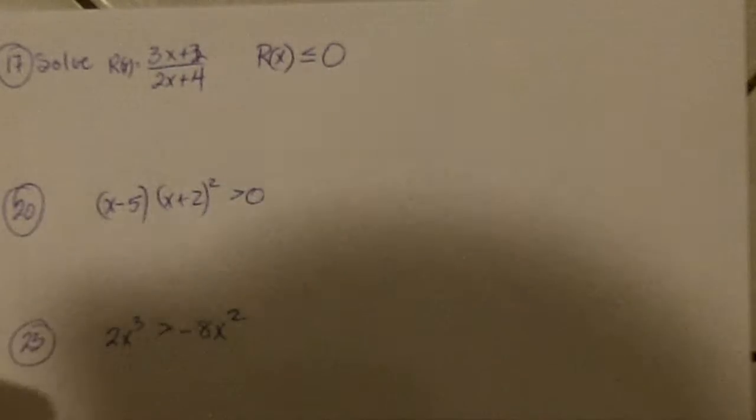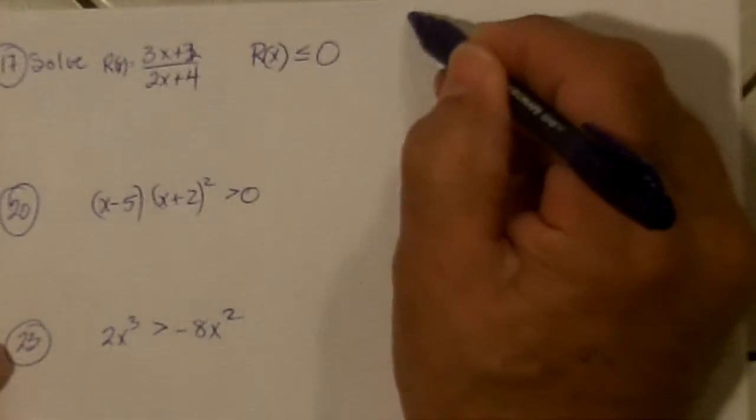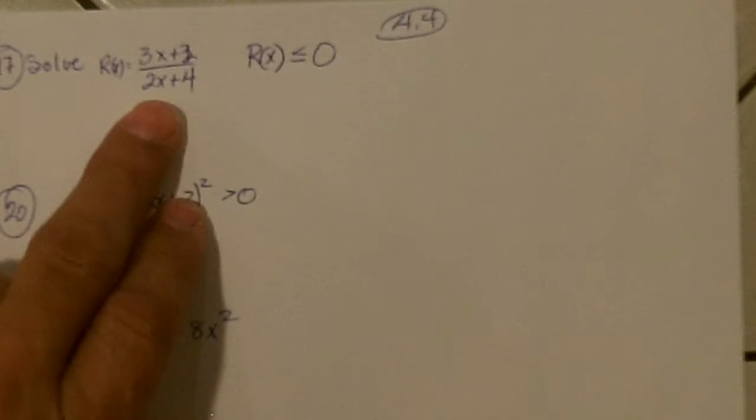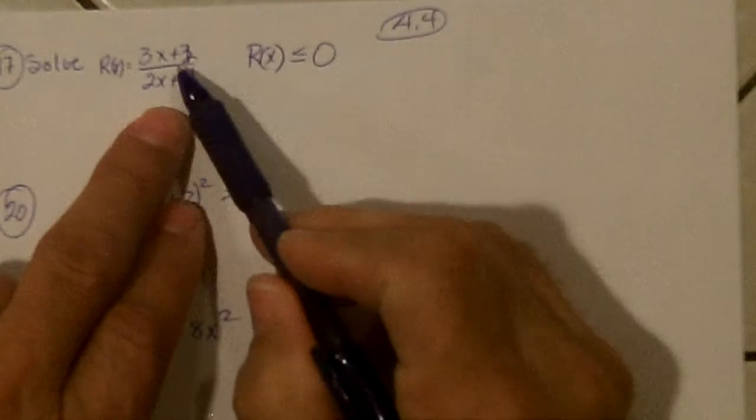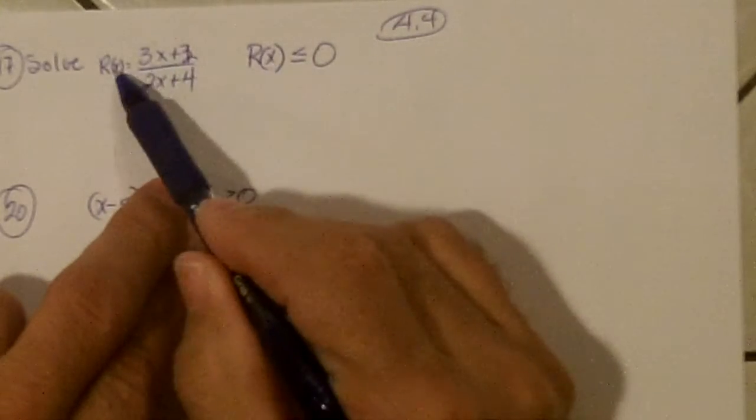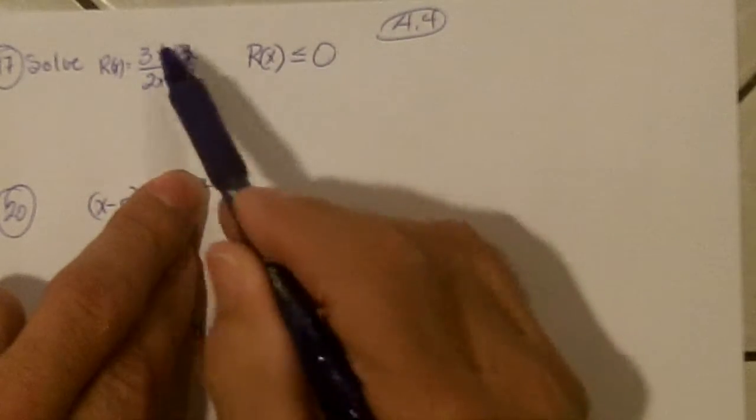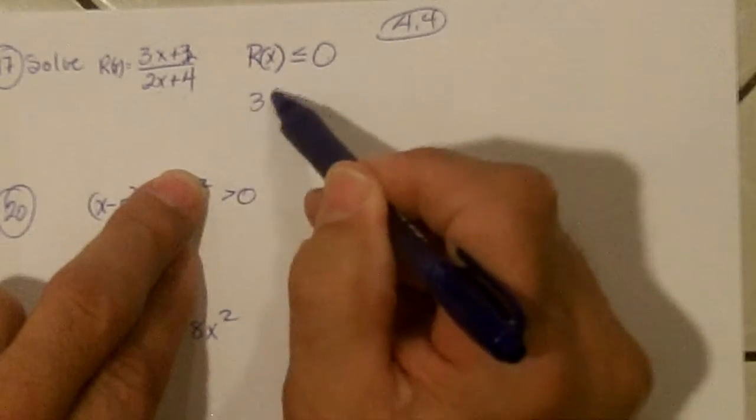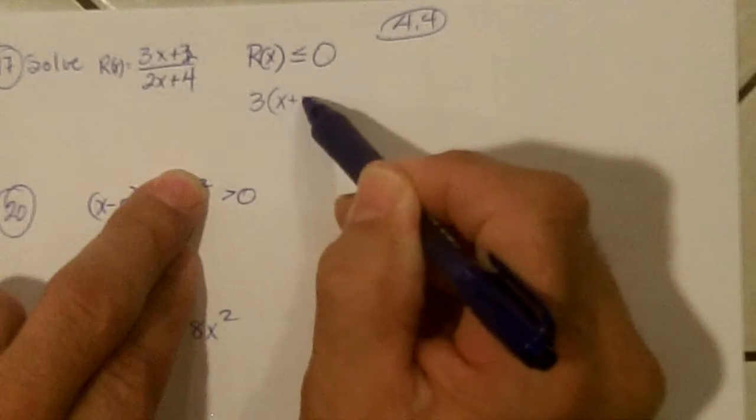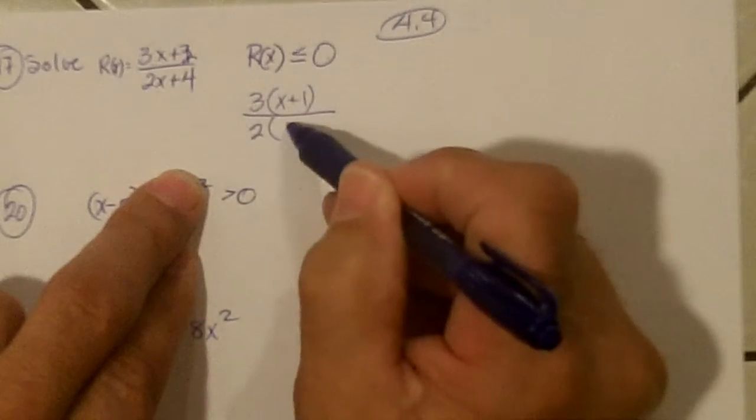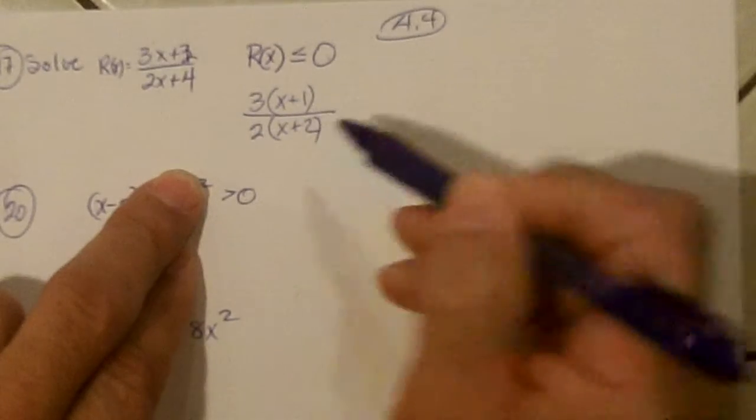All right, let's do a few of the 4.4 problems. Number 17 was the first one that people had left blank, and it says to solve for when this r of x is less than or equal to 0. So if we factor 3 out of the numerator, we get 3 times x plus 1. And factor 2 out of the denominator, we get x plus 2.